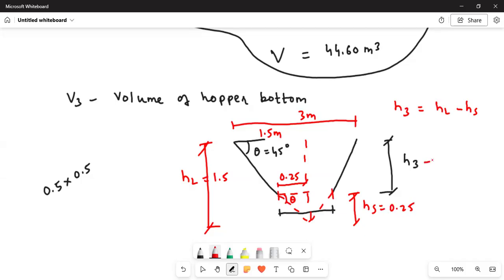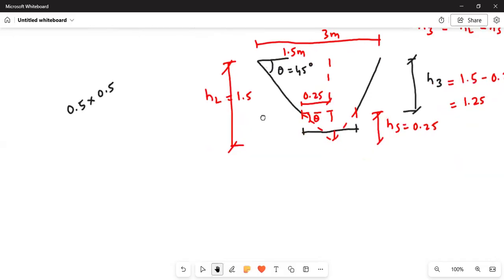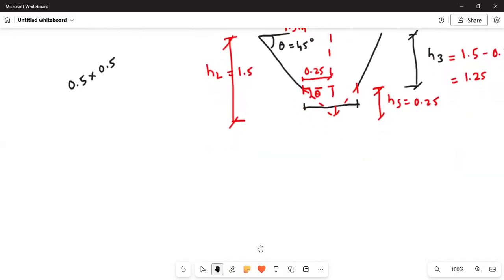So you can find H3 will be equal to 1.5 minus the height of the small hopper, 0.25. So this is coming as 1.25. Okay, 1.25. Now, how to find V3? There is one formula to find V3.